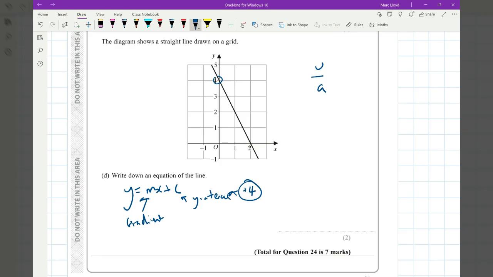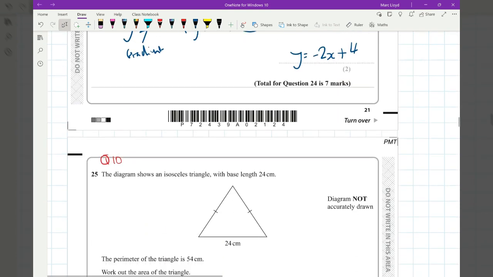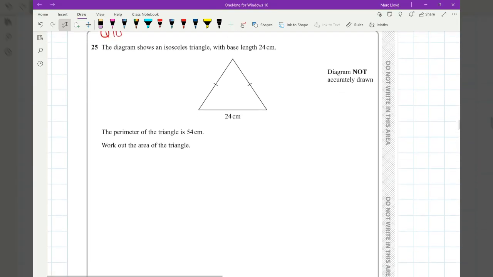So if we find 2 coordinates, we could draw a little triangle over it, 2, and that's 4. So as we go from left to right, it goes up by -4 because it's going down. Sorry, can't say it's going down by 4. We have to say it's going up by -4, which sounds a bit crazy. And then we're going to divide by 2. So -4 divided by 2 is -2. So y equals -2x plus 4. Done. 2 marks.